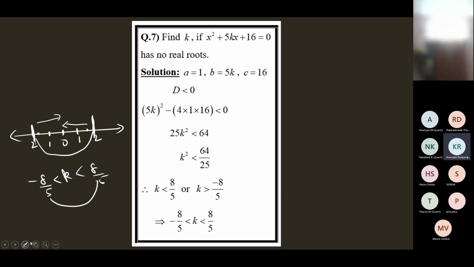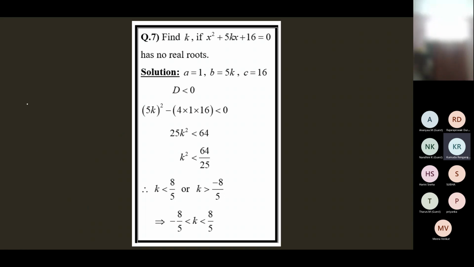I'll tell you a simpler way of writing it. See, first I told you how to analyze the value of K. K square is less than 64 by 5. So K is 8 by 5. Positive value, same inequality. Negative value, reverse inequality. I think that is understood. Now 8 by 5 means 1.6. See a 0, 1, 2. That's somewhere here, minus 1.6. 1, 2. So somewhere here.